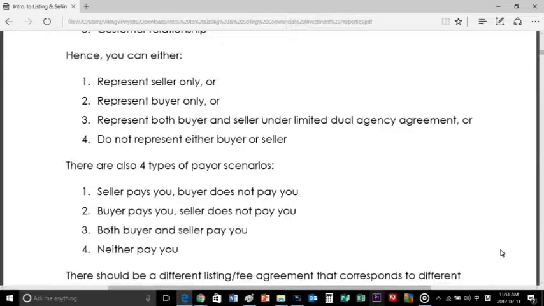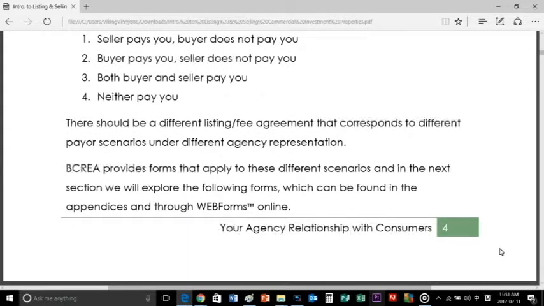There are also 4 types of payor scenarios. 1. Seller pays you, buyer does not pay you. 2. Buyer pays you, seller does not pay you. 3. Both buyer and seller pay you. 4. Neither pay you. There should be a different listing fee agreement that corresponds to different payor scenarios under different agency representation. BCREA provides forms that apply to these scenarios, and in the next section we will explore the following forms, which can be found in the appendices and through web forms online.